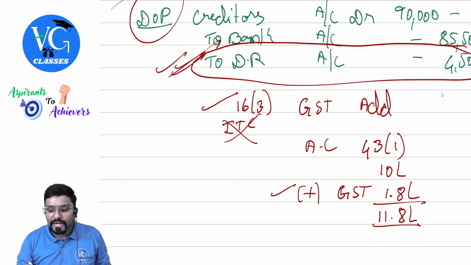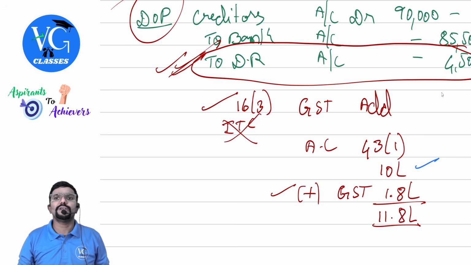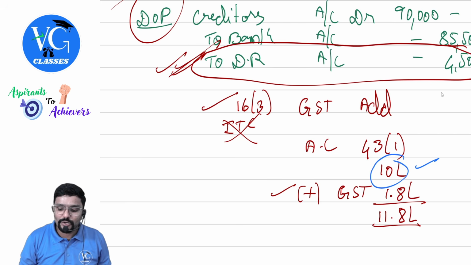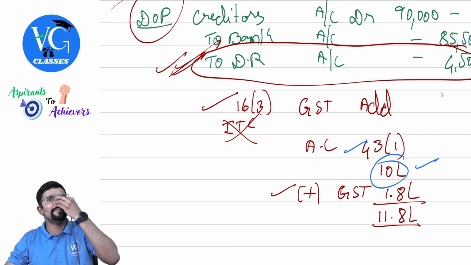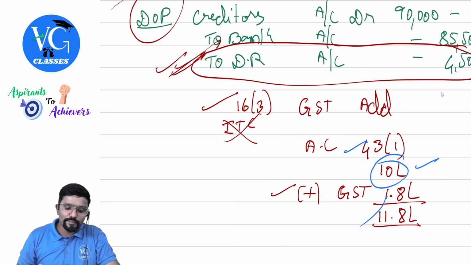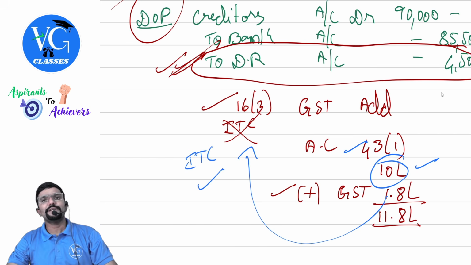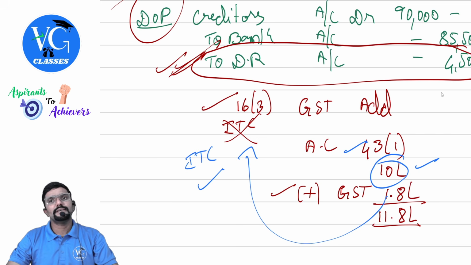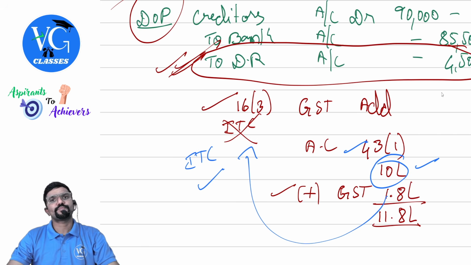Sir, what if I have capitalized only 10 lakh in income tax? That means my actual cost for income tax purpose is only 10 lakh. I have added 10 lakh to the block, and I started claiming depreciation on 10 lakh. Now, on the 1.8 lakh, can I claim ITC, sir? Yes. Provided you satisfy all the conditions, you are not restricted, and the credit is not blocked.